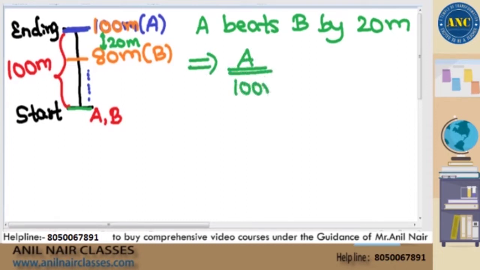A ran for the entire 100 meters. B will be 20 meters behind 100. That means B ran for only how many meters? 80 meters. Right? B ran for only 80 meters.